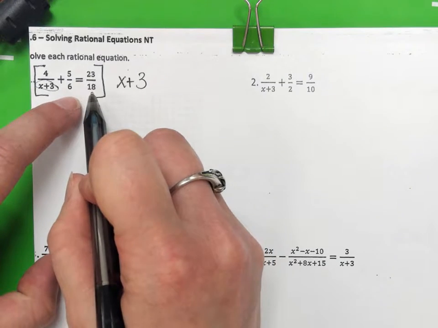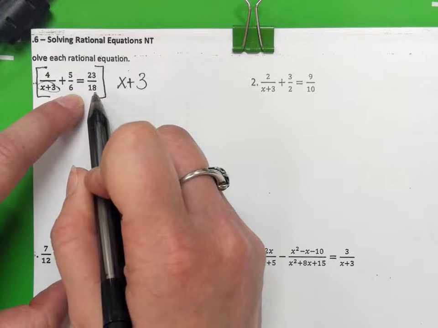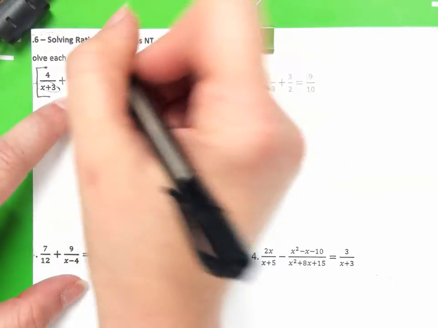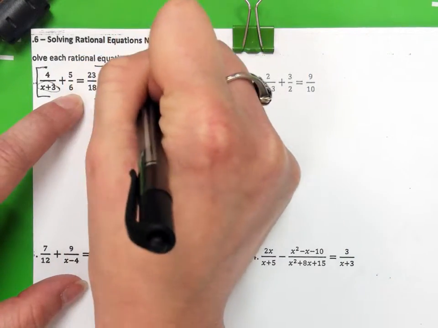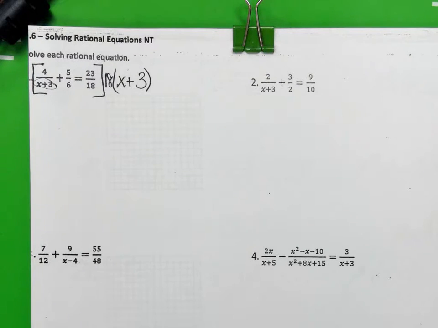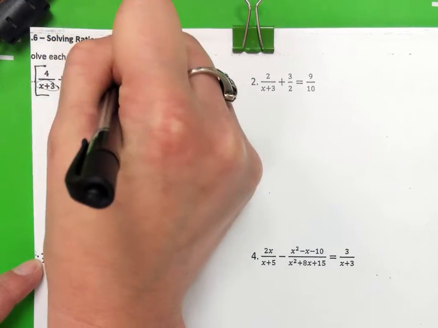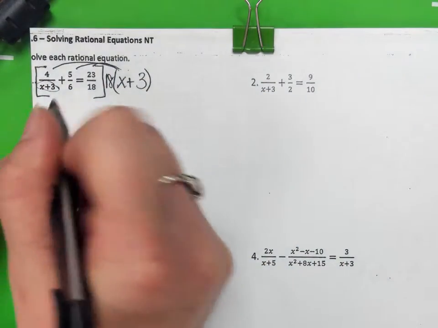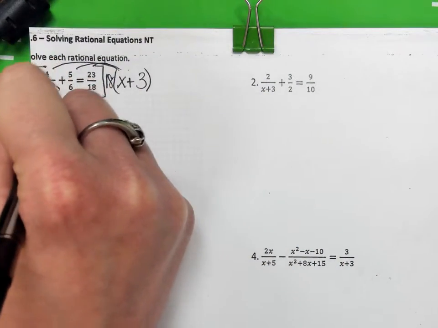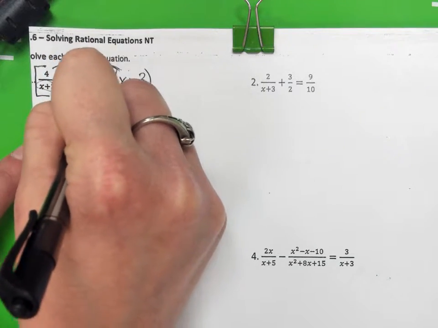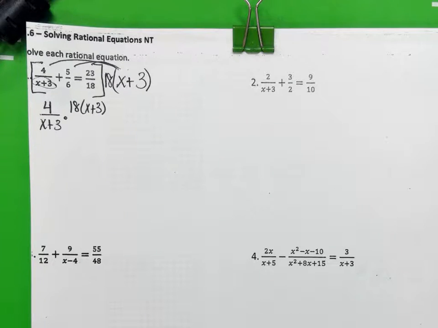All right, what's the biggest number that 6 and 18 both go into? 18. Y'all okay? Got it good? Anybody lost where I got 18 or x plus 3? Okay, so now you're going to multiply all 3 of these by that, okay? All right, most of you will be able to skip this step in just a minute. So you can take 4 over x plus 3, and you're going to multiply it by 18 x plus 3.